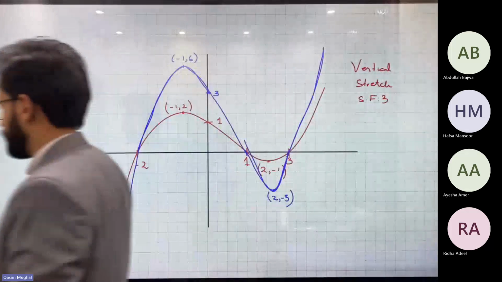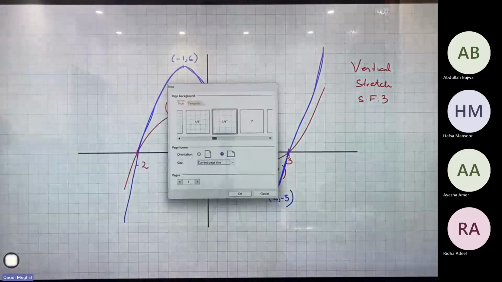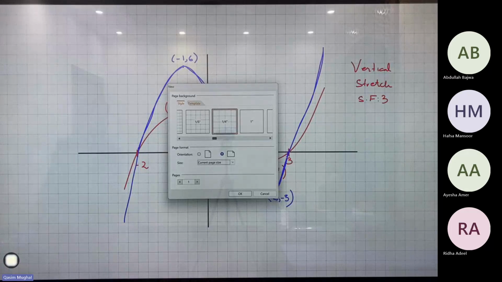This was a vertical stretch. Now let's do one more graph where I would like you to do the horizontal stretch.